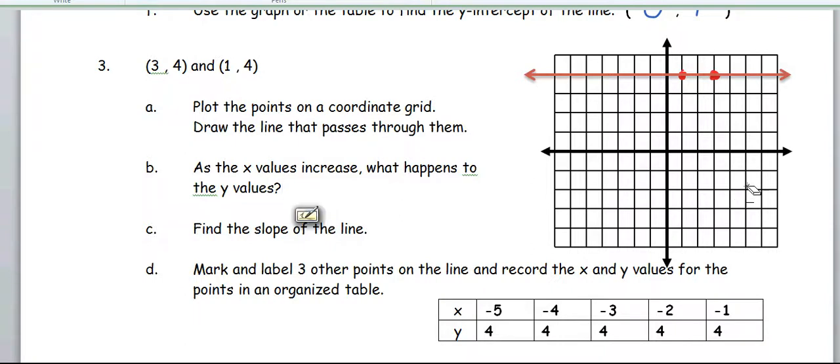As the x values increase, so as I go from here to here, does it go up or down at all? Well, it doesn't go down at all. So I would say the y values do not increase or decrease.